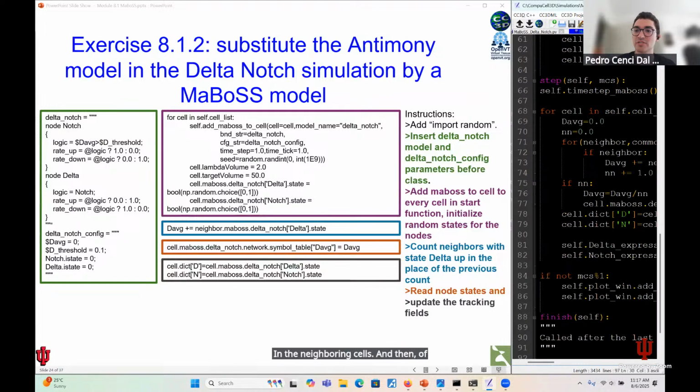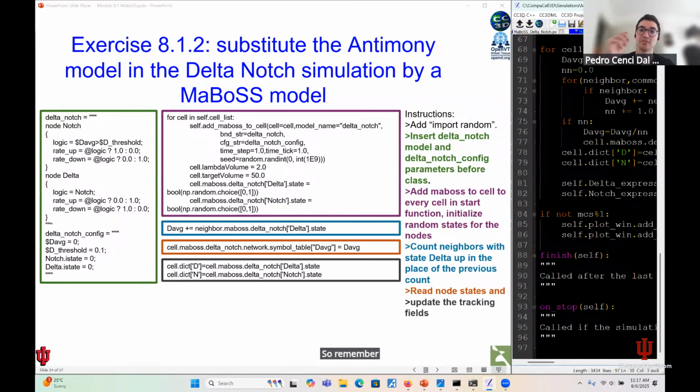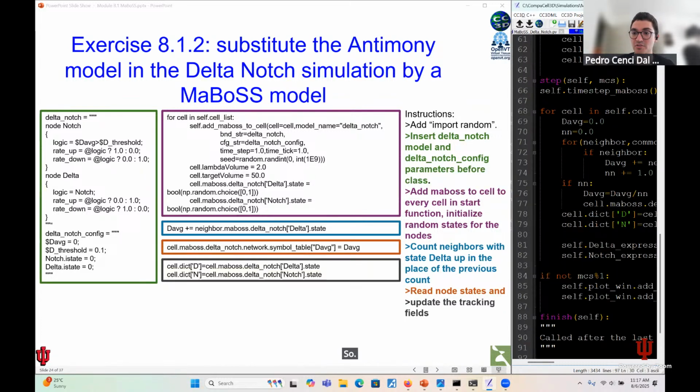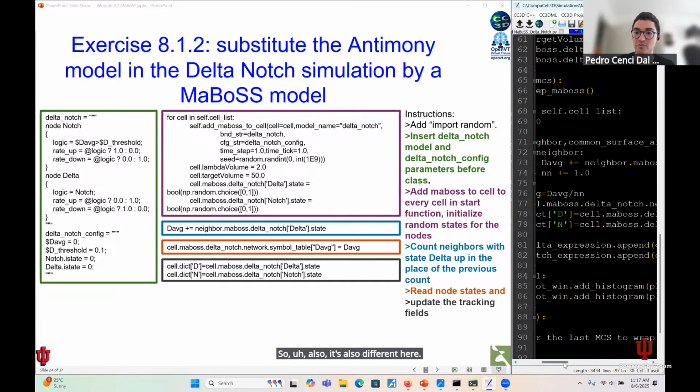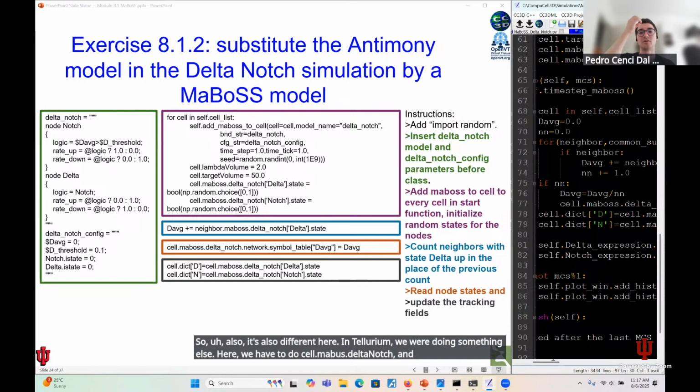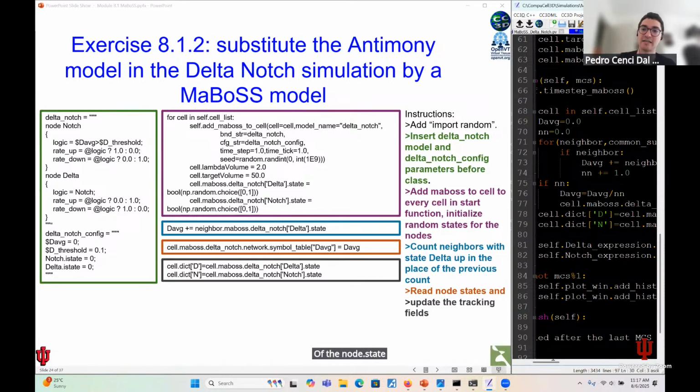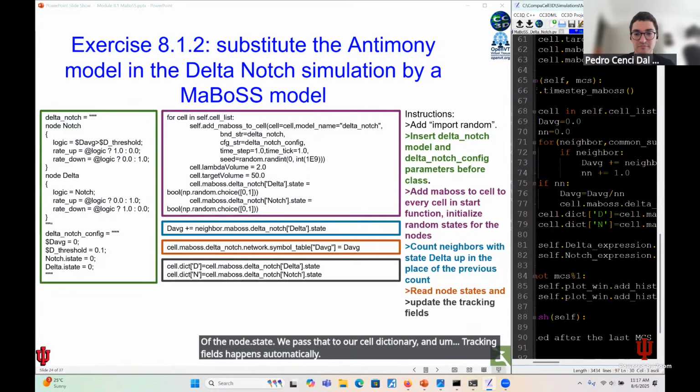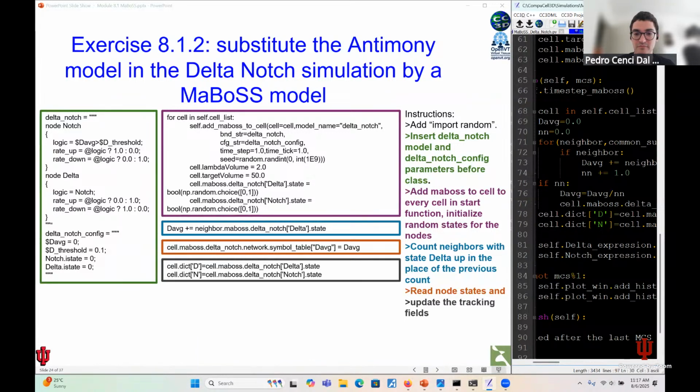And then, of course, we are using tracking fields. So remember, we are using this tool called tracking fields to keep track of the expression of delta and notch on each cell. So it's also different here. In Tellurium, we were doing something else. Here we have to do cell.maboss.delta notch and then the name of the node dot state. We pass that to our cell dictionary and tracking fields happens automatically. So this is all you need to do.